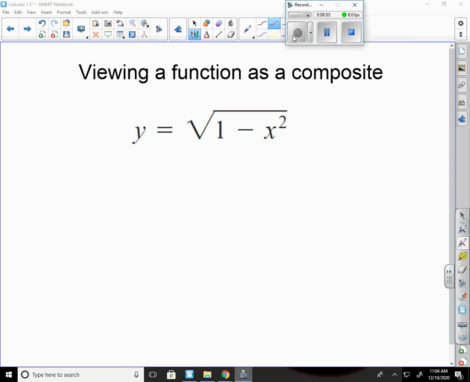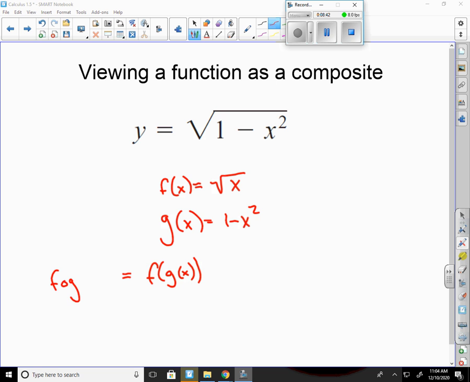Some functions are already composites, and we just didn't realize it. If we have a question like this, where we have the square root of 1 minus x squared, that's already a composite function. And it would be a function where if f of x equals the square root of x, and g of x is equal to 1 minus x squared. So that now f of g of x equals putting the g inside the f for getting rid of this x value.